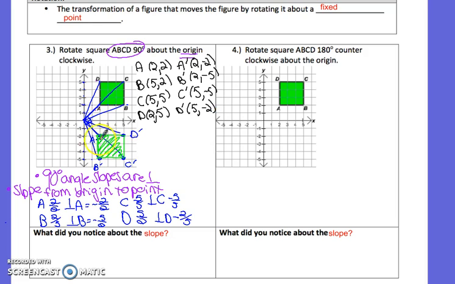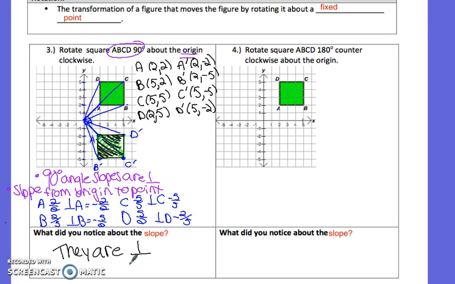So every time you're doing these, you can see, because it's a 90-degree angle, you're looking at the slope. And it went clockwise. So what did you notice about the slopes? They are perpendicular. And you can really see that.